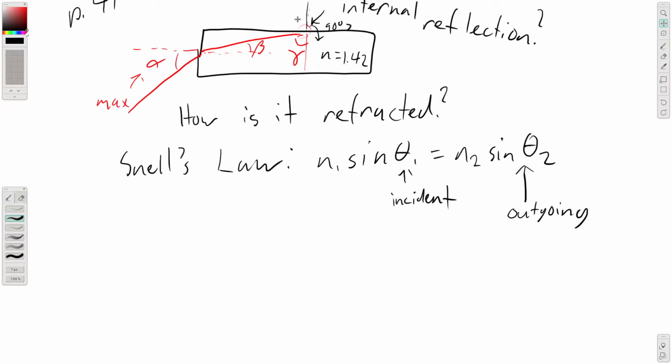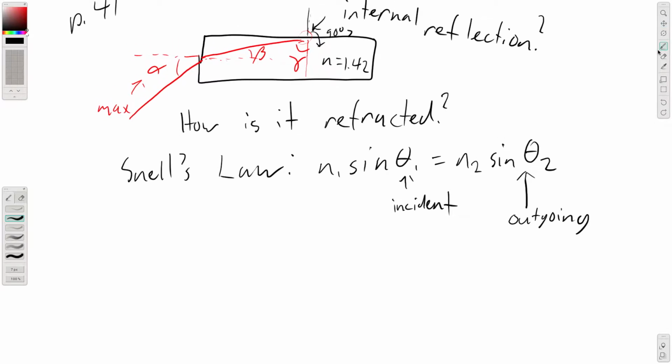So we're going to call this point A, and we're going to call that one point B. So at point A, our n1, our incident index of refraction, is our beam inside of the fiber optics. So it's 1.42. Our outside is air, and air has an index of refraction of 1. It's very similar to that speed in a vacuum.